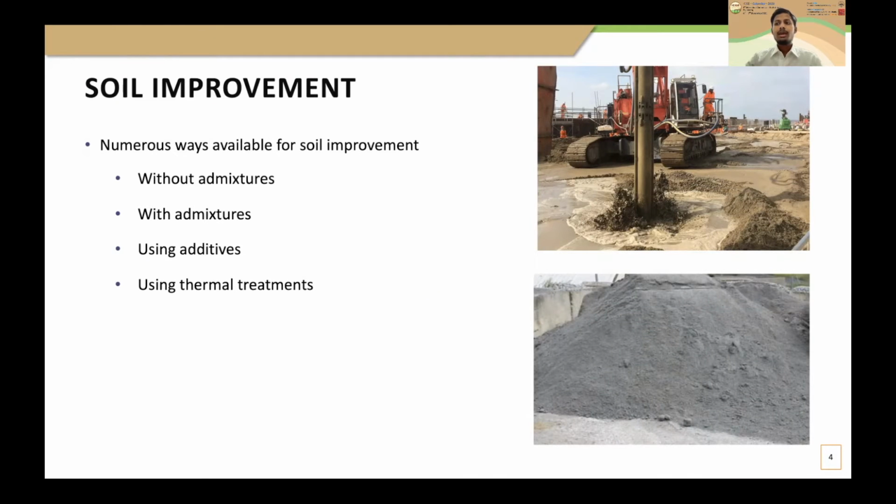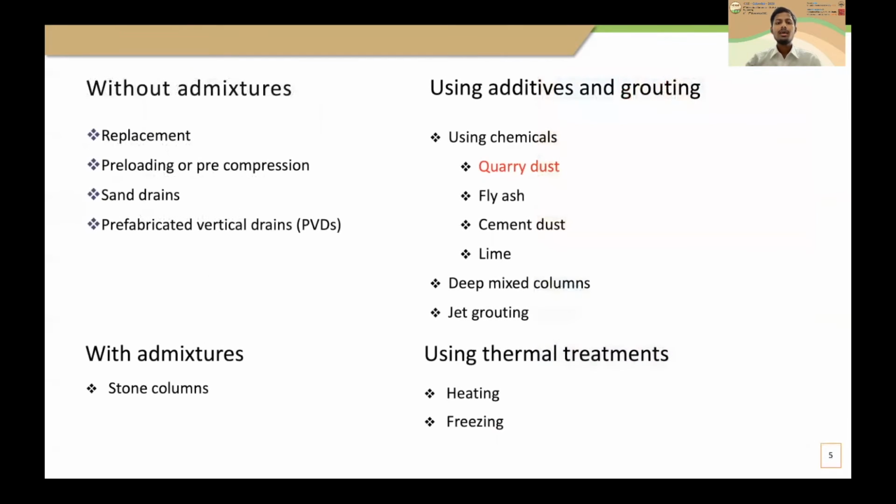Soil improvement can be done in 4 ways. They are without admixtures, with admixtures, using additives, and finally using thermal treatments. As you can see, these are the ways that we can improve soil. From these ways, I'm focused on quarry dust. It is a very cost-effective waste material, and quarry dust is also very commonly used in the construction industry.